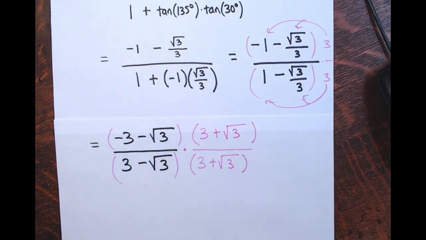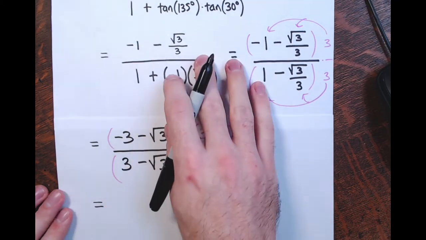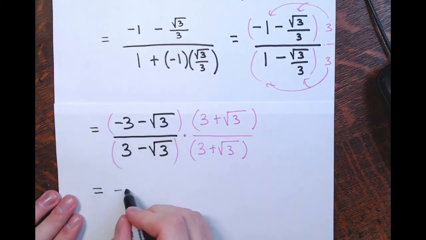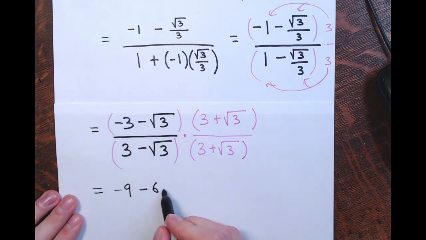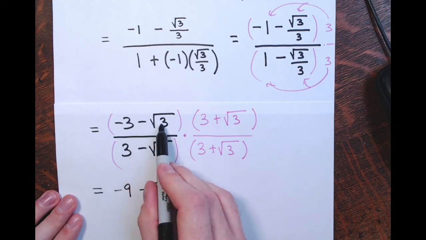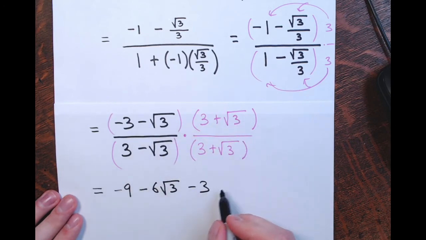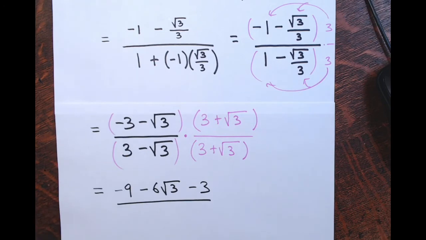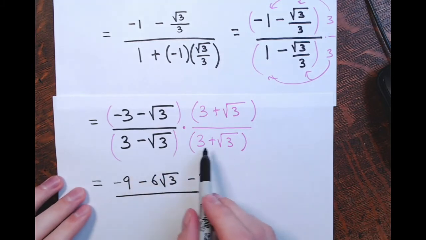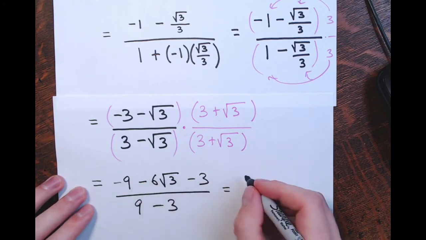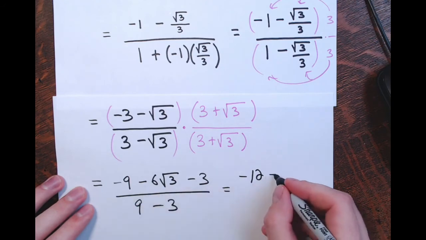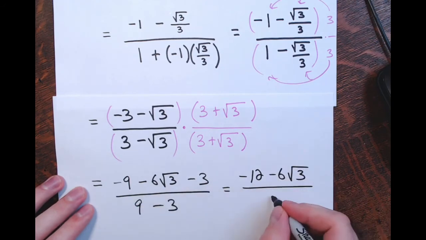Then we're going to do a lot of foiling. So you got negative 3 times 3 is negative 9, and then minus 3 root 3 minus another 3 root 3 would be minus 6 root 3 in the numerator, and then negative root 3 times positive root 3 would be negative 3. So the numerator, I'm going to have negative 12 minus 6 root 3 when I'm done. And then when you multiply conjugates, you get a difference of squares. 3 squared is 9 minus, and then minus 3.